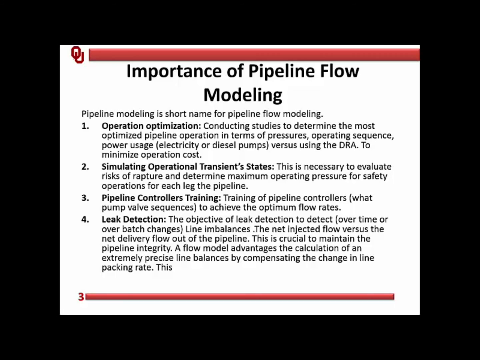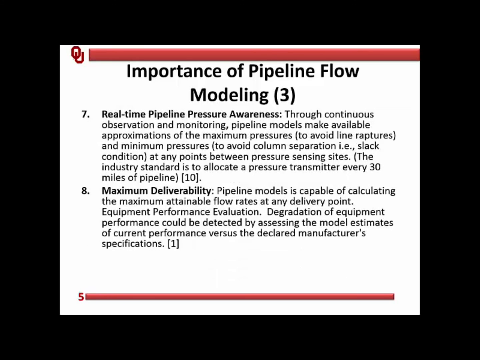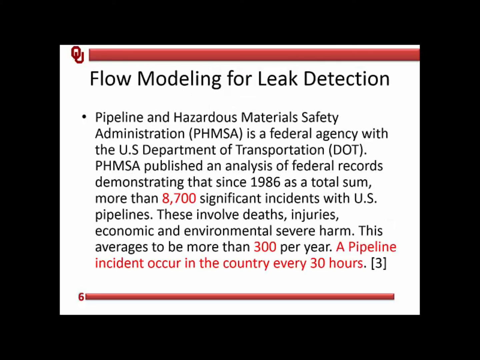Also, you can have a leak detection system. When you have a flow in and flow out, but you don't know if the pipeline is leaking or not, this would tell you based on pressure, temperature, and other value readings. This would tell you if there's a leak on the pipeline. You can also do product batch tracking and know every batch, because there are a lot of batches in the pipeline, among other benefits of pipeline flow modeling.